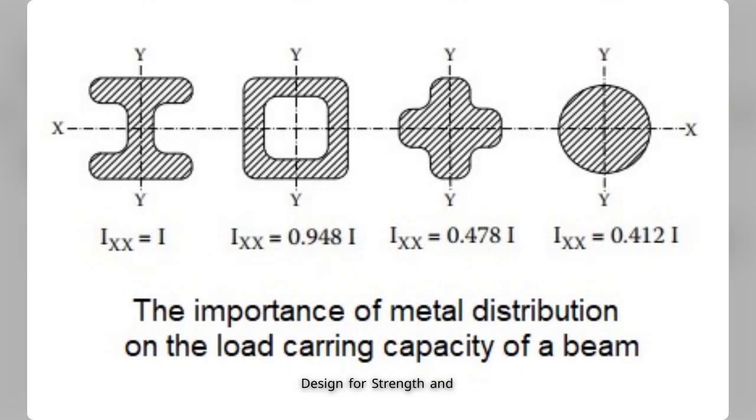Design for strength and stiffness. The strength and stiffness of the casting will be maximized by locating material where it is needed. This figure illustrates the importance of metal distribution on the load-carrying capacity of a beam. All four sections have the same area and weight. The cross and round sections have only about 50% of the rigidity of the I-beam.